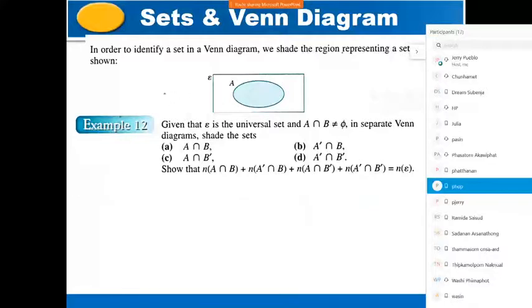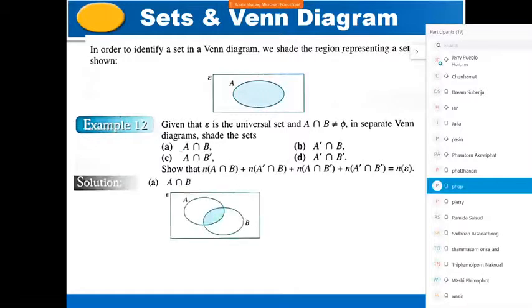Okay, one example. Now we can also shade, shading the area of the Venn diagram. Okay, for example, we are given the universal set and the set A intersect B is empty. Separate in the Venn diagram. Shade the sets A intersect B. Okay, so A intersect B. This one. Okay, this is A intersect B. Right? You make a two diagram, then the inside is the shade.